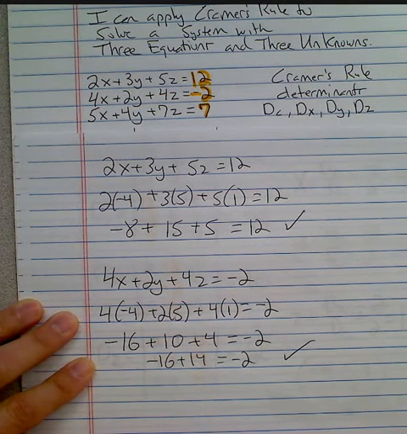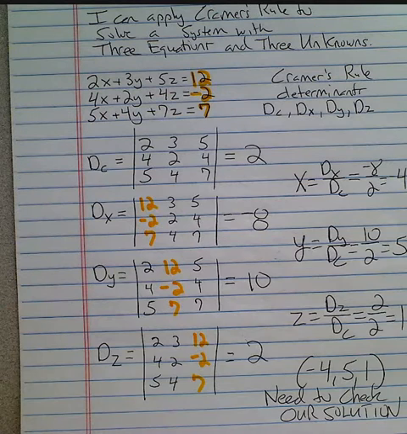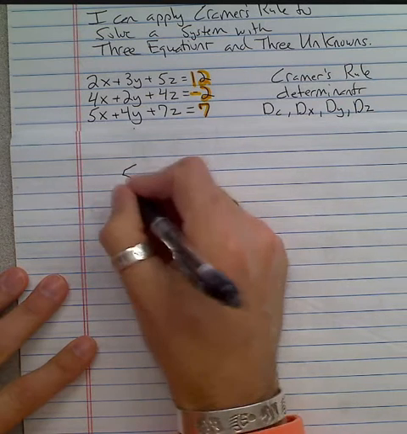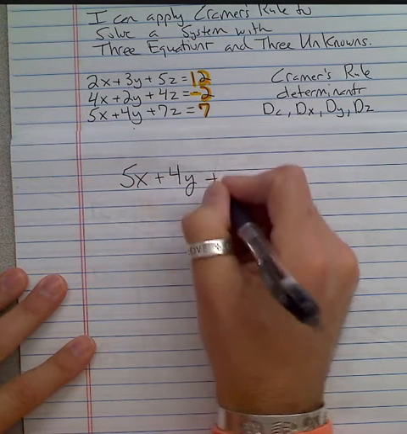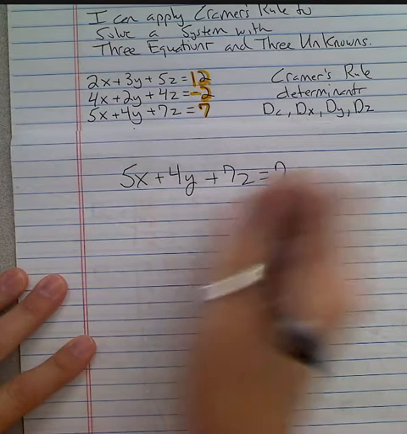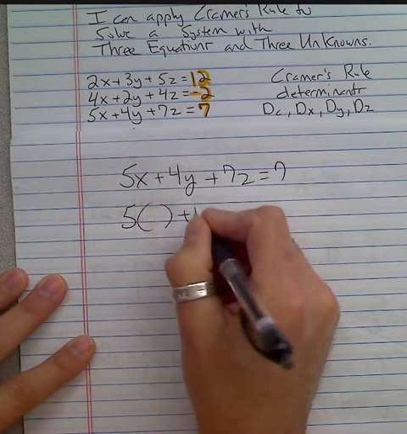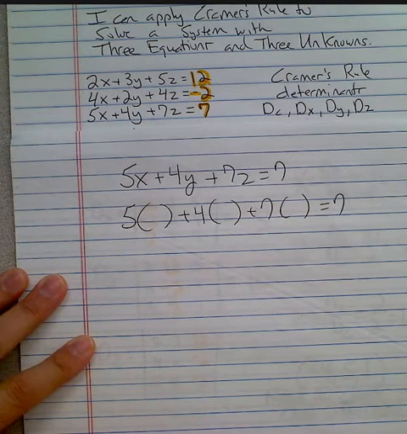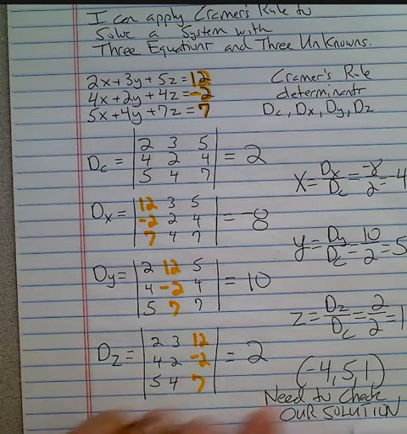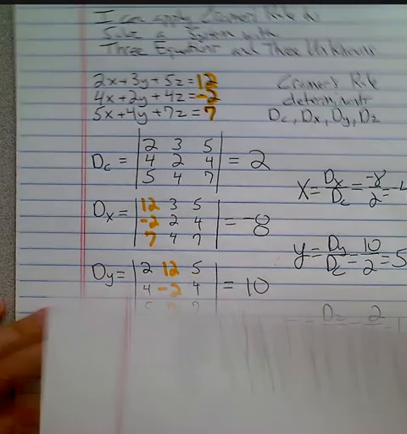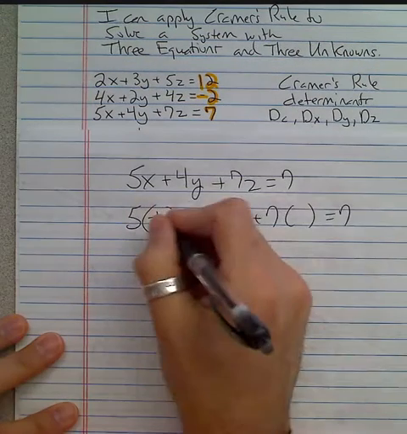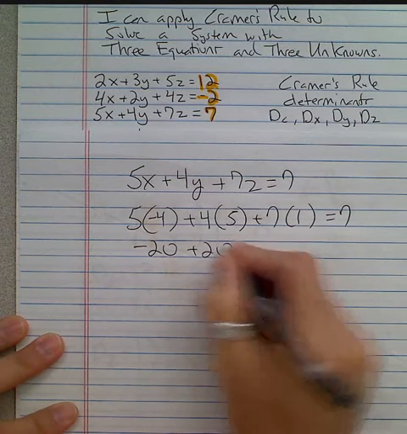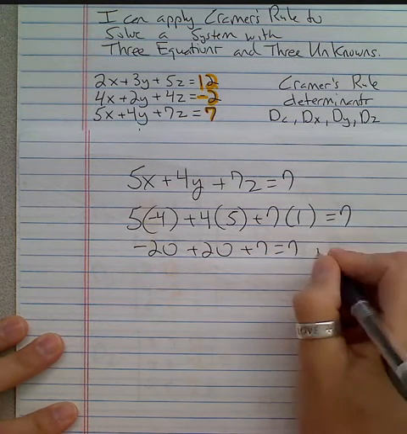And then I have my third equation. And my third equation was 5x plus 4y plus 7z equals 7. I'm going to have to substitute my point in. And that point was -4, 5, and 1. -20 plus 20 plus 7 equals 7. Yes, it does.